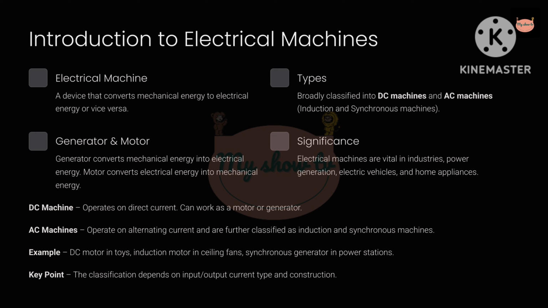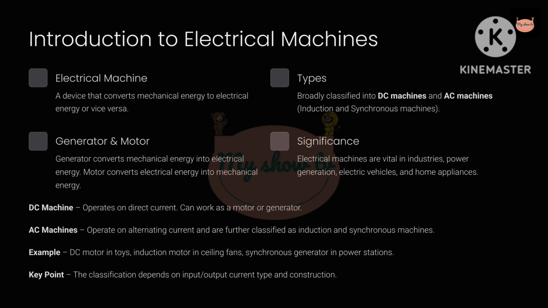A generator converts mechanical energy, like rotation from a turbine or engine, into electrical energy. Think of it as something that produces electricity. A motor works the opposite way. It takes electricity and uses it to produce movement or mechanical energy.